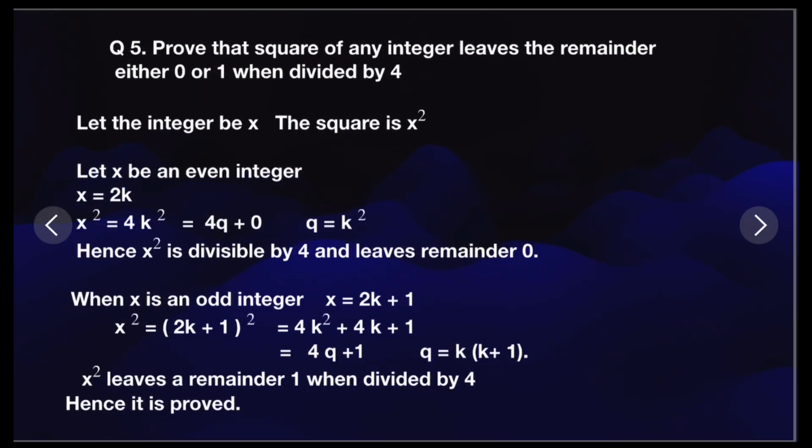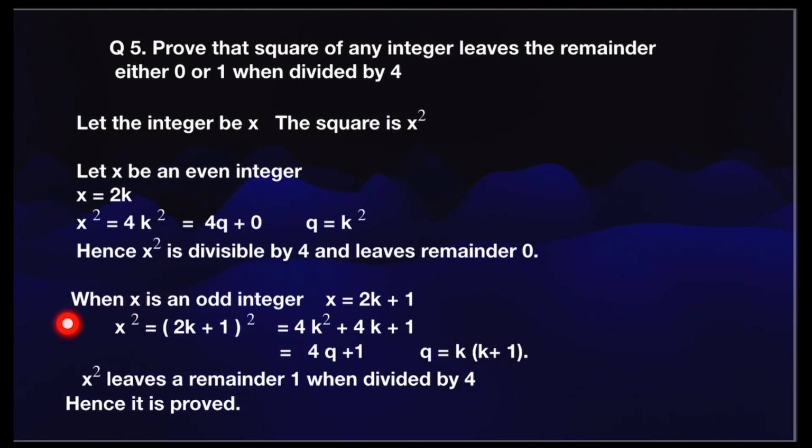Question 5. Prove that square of any integer leaves the remainder 0 or 1 when divided by 4. Let the integer be x, the square is x square. Let x be an even integer. So it will be in this form because it's even: x is equal to 2k. So x square is 4k square. We can write this as 4q plus 0, where q is equal to k square. So x square is divisible by 4 and leaves the remainder 0.